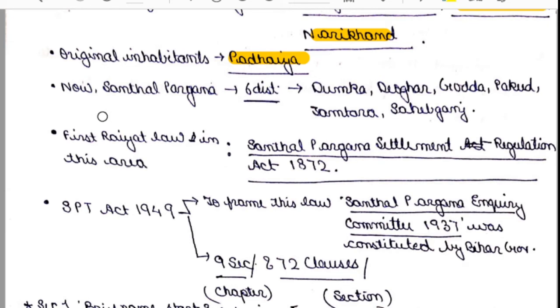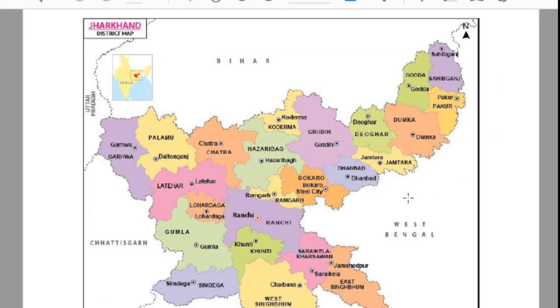So in the present time, Santhal Pargana constitutes 6 districts. They are Dumka, Deoghar, Godda, Pakur, Jamtara and Sahebganj. So majorly the northeast part of Jharkhand. Here in this map you can see Deoghar, Jamtara, Dumka, Godda, Sahebganj and Pakur. So these 6 districts, the northeastern portion of Jharkhand, constitute the present Santhal Pargana region.